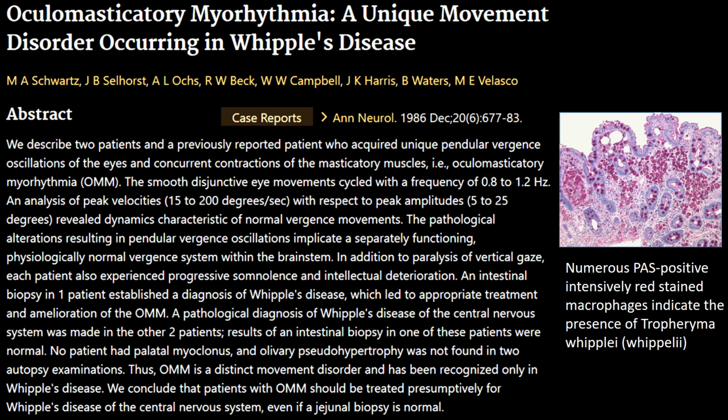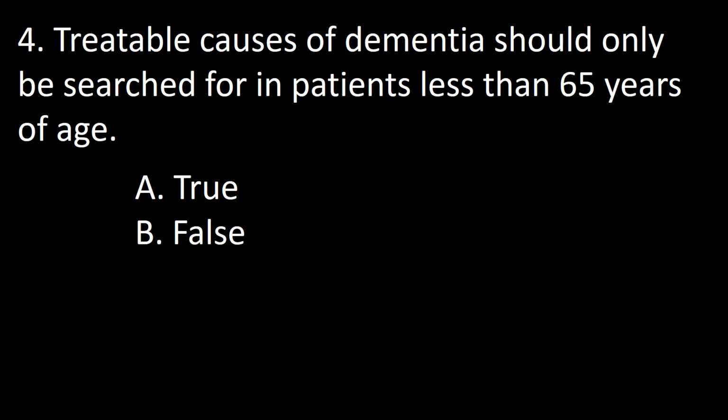This is the abstract from the article in which this condition was first described. Here you can see a jejunal biopsy of a patient with Whipple disease. In it, you see red stained macrophages forming little red balls all over the place. So the answer to this question is B.